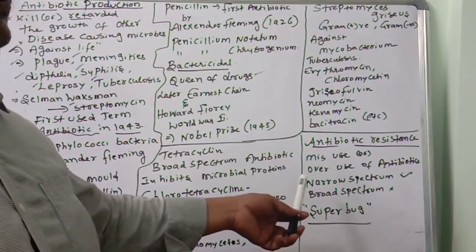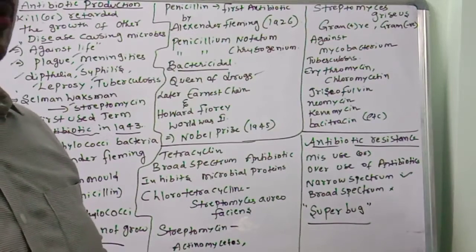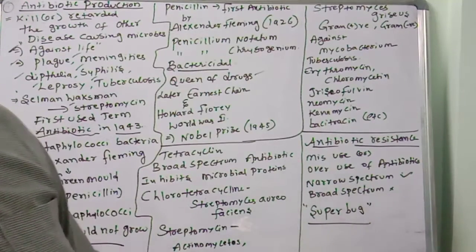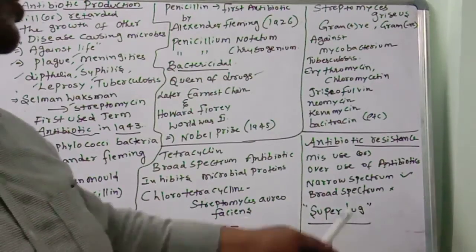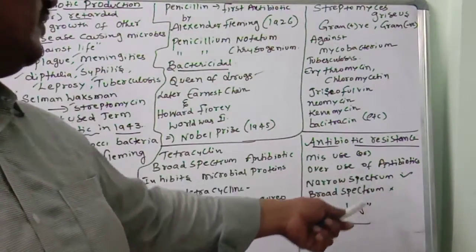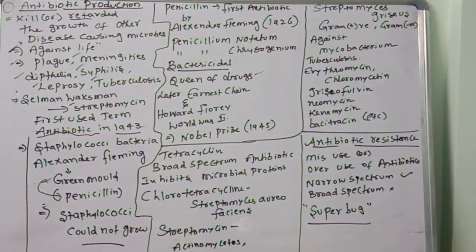If you use broad spectrum from the start, the bacteria will get resistance, and then even a more powerful drug may not work. So we should not use broad spectrum first; first we have to use narrow spectrum antibiotics. The bacteria which got resistance against antibiotics are called superbugs.